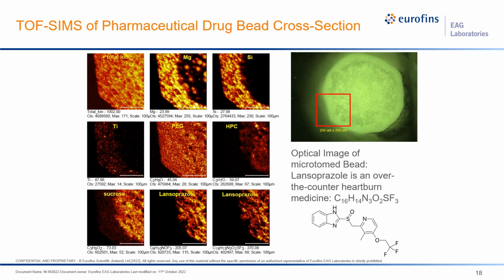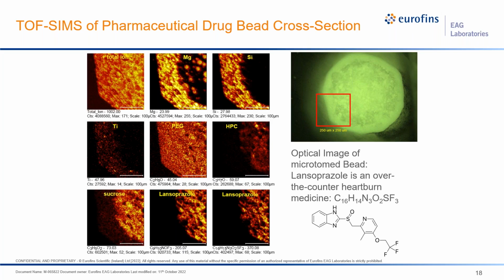Initially, the total ion image is just an image showing all of the signal we acquire. And then we generated 3 elemental images: magnesium, silicon, and titanium. And we can see the magnesium and silicon are concentrated in the shell, and this is implying the presence of talc. The titanium is also in the shell, and that shows us the location of titanium oxide.